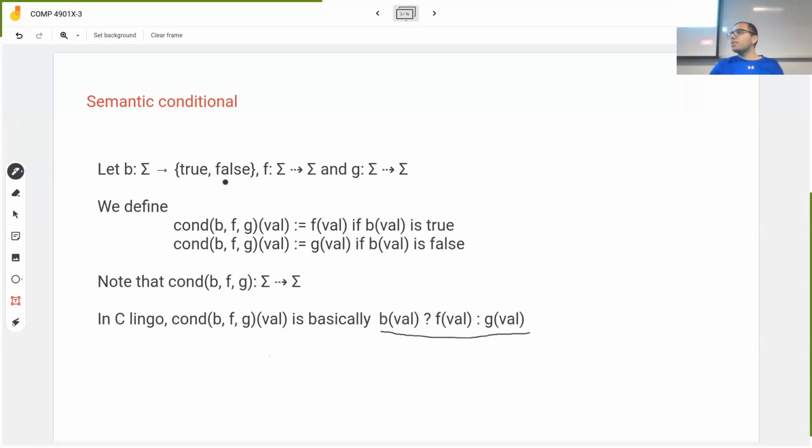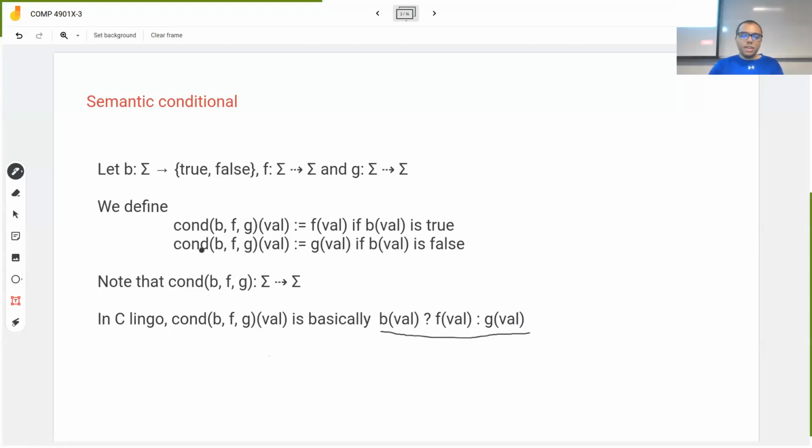So B is a condition that I can check at any point of my program. And let's say that F and G are basically subprograms somehow. Not exactly subprograms, but meanings of subprograms. So F is a function that takes some input state and gives you some output state, and it's not necessarily a total function, and the same thing for G.